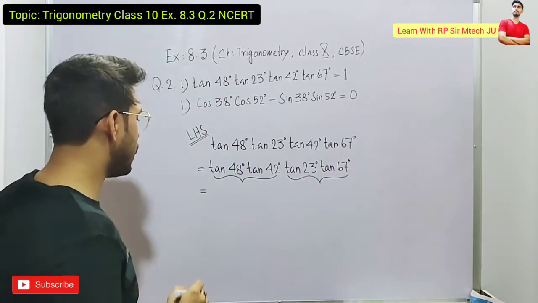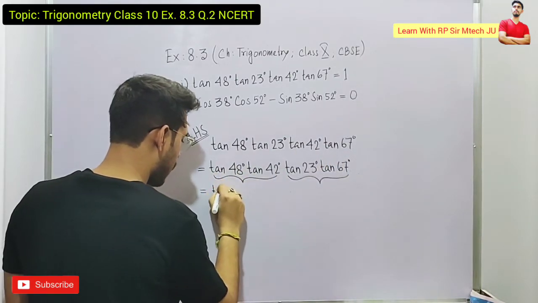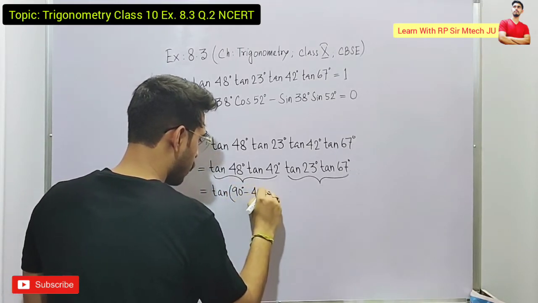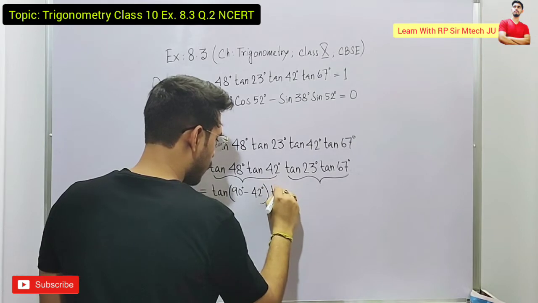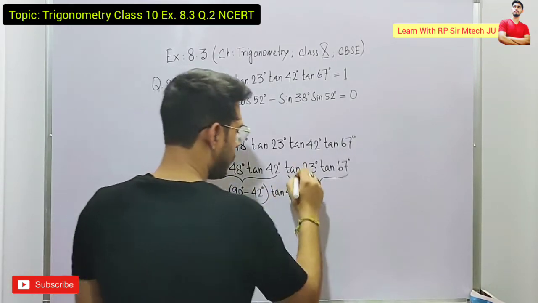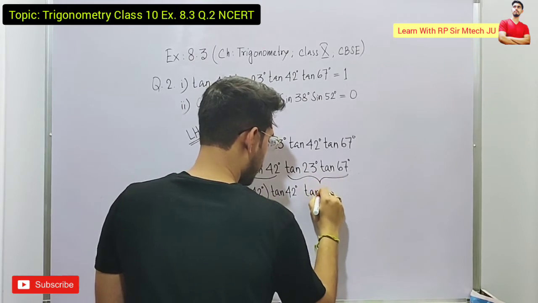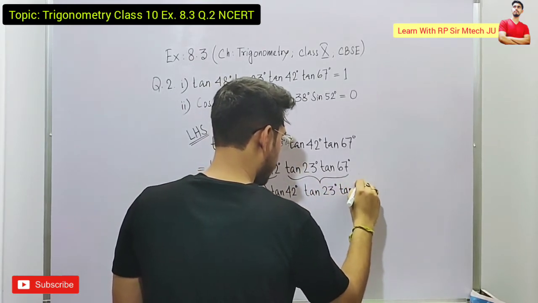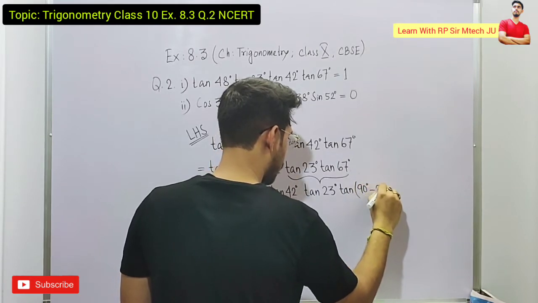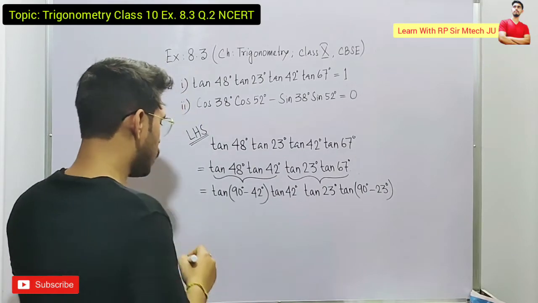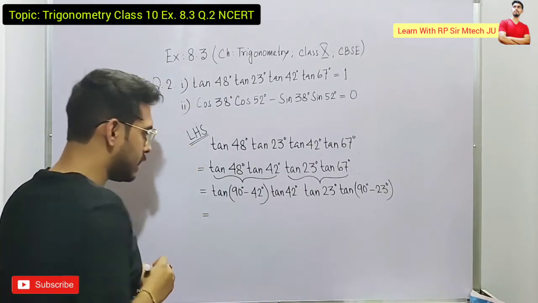So tan 48 can be given as tan of 90 minus 42, and we have tan 42 following that. That is the first group. And in this, let us keep tan 23 as it is, and let us alter tan 67 as tan of 90 minus 23. Okay. So now what happens?